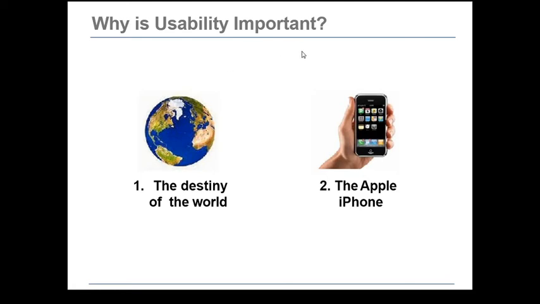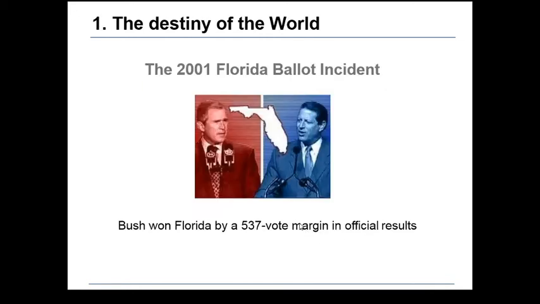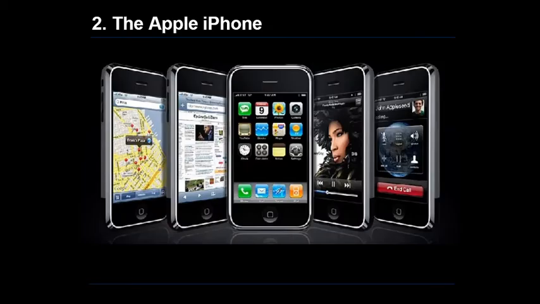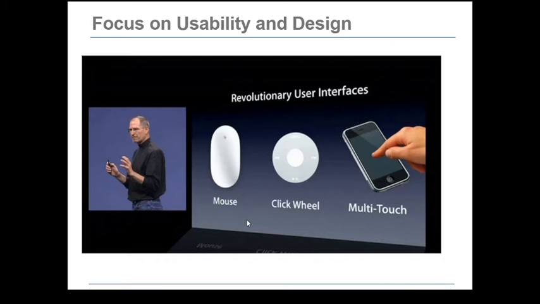Why is usability important? As we will see in this diagram, the design of the world and the Apple iPhone. The 2001 Florida ballot incident: Bush won Florida by a 537 vote margin in the official result. As we will see in this diagram, different Apple iPhones became very popular in the world. Focus on usability and design. Revolutionary user interfaces: previously mice looked like this, and nowadays multi-touch is used by people.